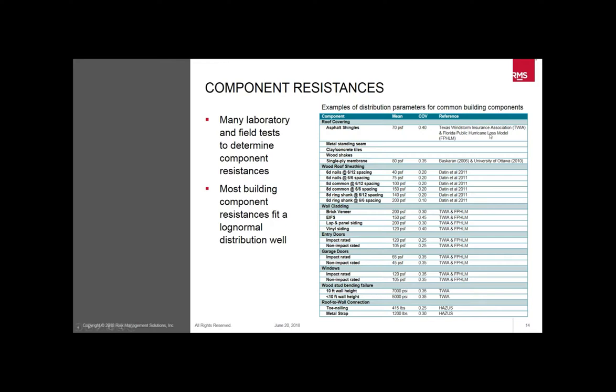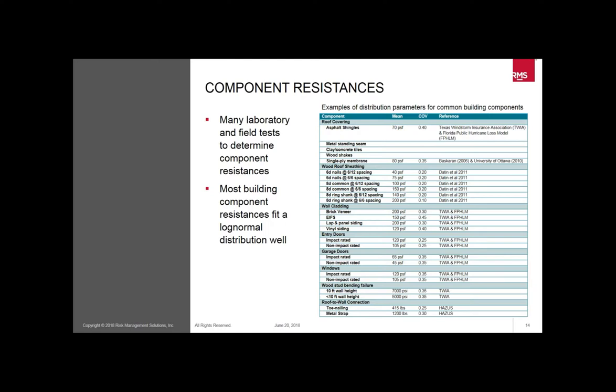We put some references in there, like the Florida Public Hurricane Loss Model, and there are some other researchers. I did a lot of testing on wood roof sheeting when I was in grad school that we have a paper on, so there are some distributions there. We've tried to find some of the most common building components here, where we specified a mean value and a coefficient of variation. And again, many of these fit a log normal distribution quite well.